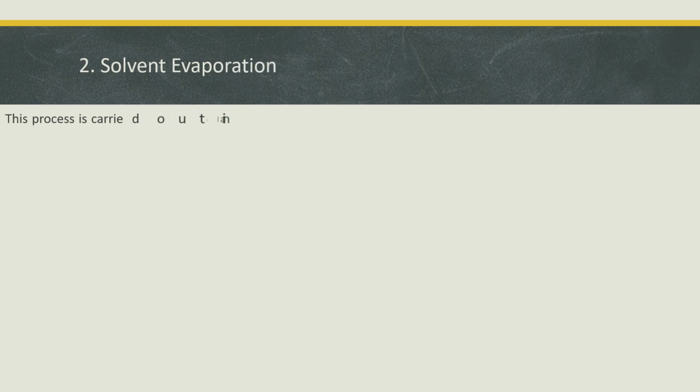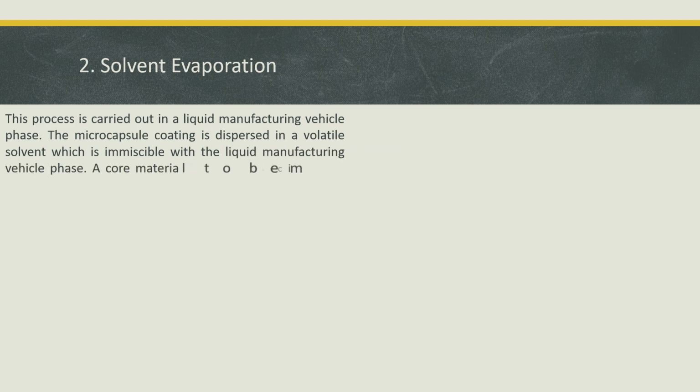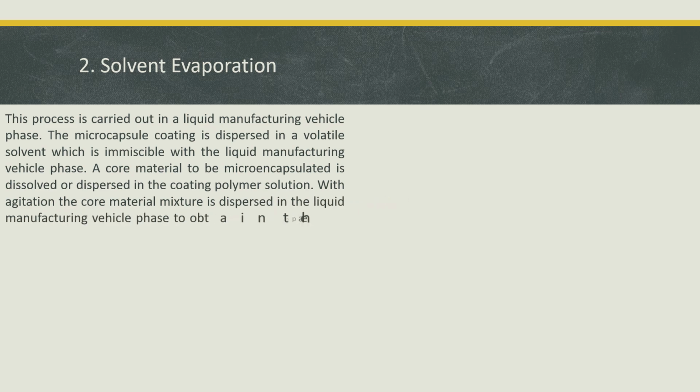Second method, solvent evaporation. This process is carried out in a liquid manufacturing vehicle phase. The microcapsule coating is dispersed in a volatile solvent which is immiscible with the liquid manufacturing vehicle phase. A core material to be microencapsulated is dissolved or dispersed in the coating polymer solution. With agitation, the core material mixture is dispersed in the liquid manufacturing vehicle phase to obtain the appropriate size microcapsule.